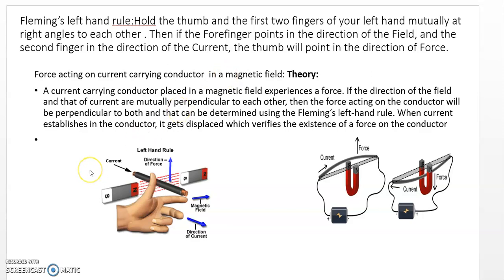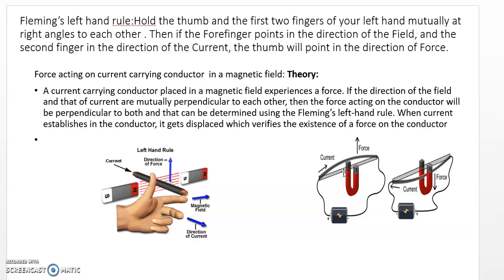So, what does it state? Whenever current is flowing in a conductor placed in a magnetic field, it experiences a force. This is a conductor placed in a magnetic field, and it experiences a force when a current is passed. If the direction of the field and that of the current are mutually perpendicular to each other, then the force acting on the conductor will be perpendicular to both, and it can be determined using Fleming's left hand rule.